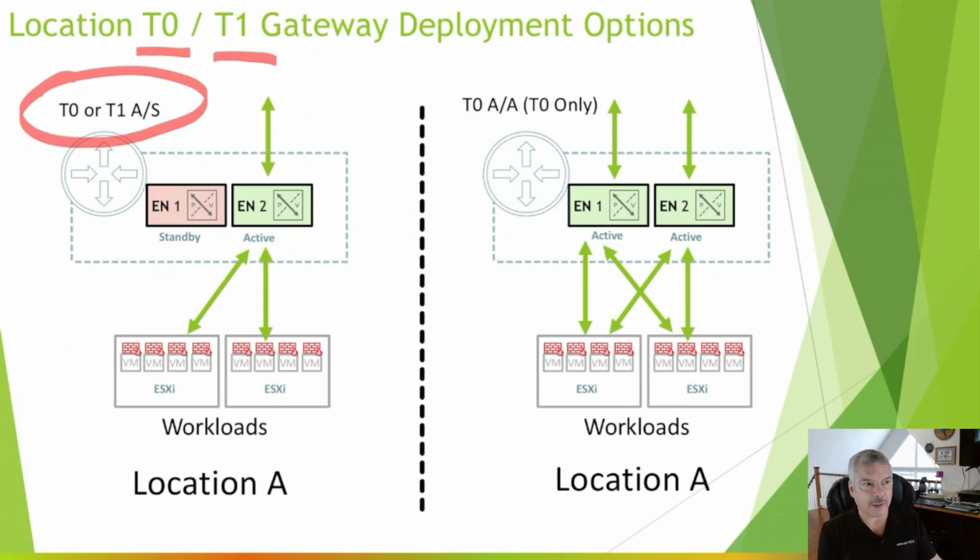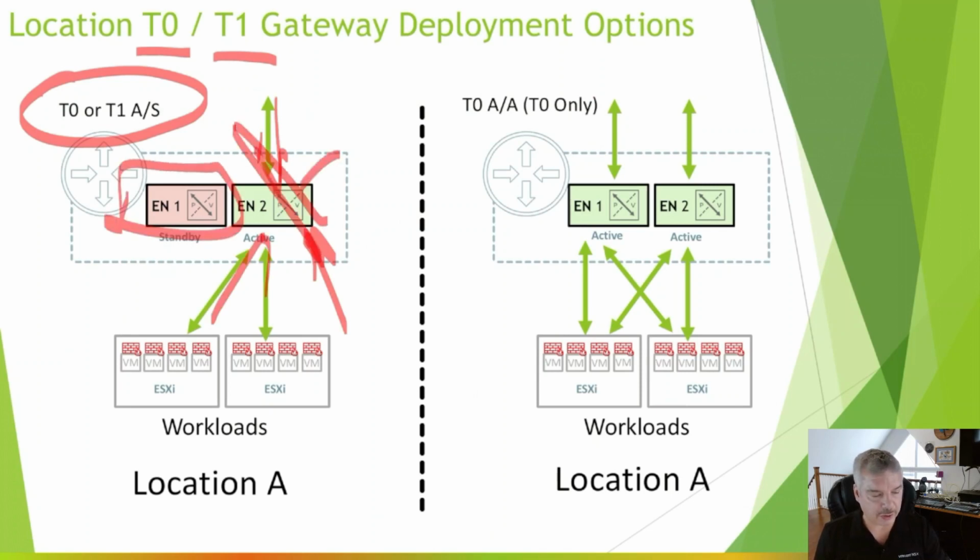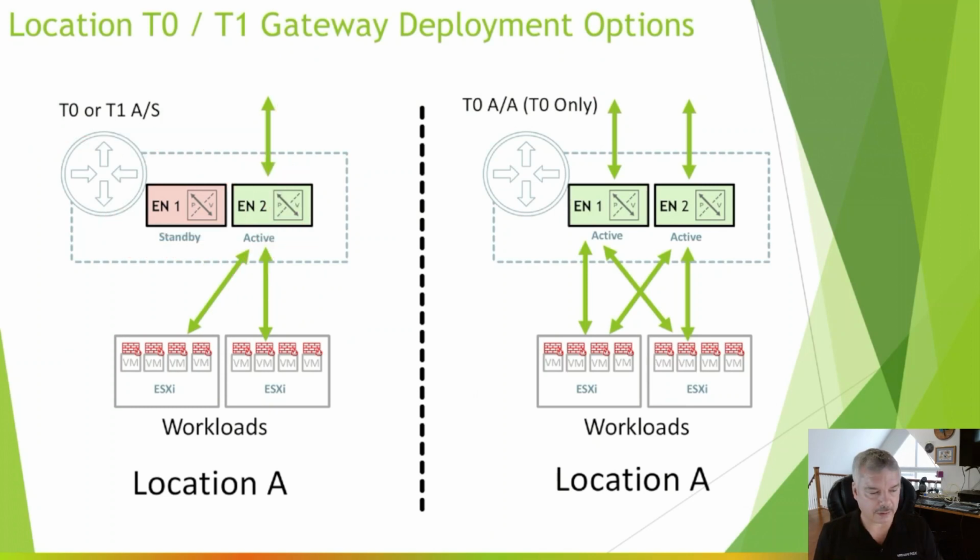If I decide I'm going to put services on my gateway, those services require an edge node, which requires an edge cluster. I can run that as active standby. In this example, this edge is active, and all traffic is going in and out of it. Here's the standby. In case that edge dies, edge node 1 gets promoted to active. This is applicable for tier 0s and tier 1s.